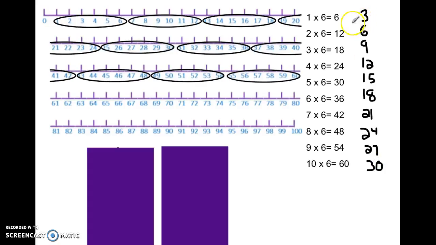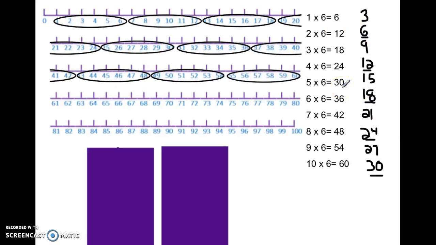And I want us to compare the products of our 3s to the products of our 6s. So I'm going to underline the ones that are the same. All right, we've got 6 and 6. No 9s, but we have a 12 and a 12. No 15s, we have an 18 and an 18. No 21s, but we also have a 24 and 24. No 27s, but we also have a 30. So there's one pattern that you may not have caught, is that every other one of our 3 count bys fits a 6.